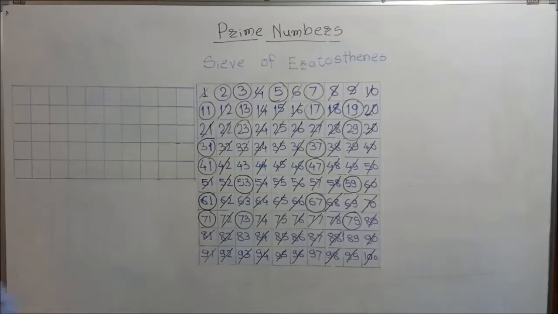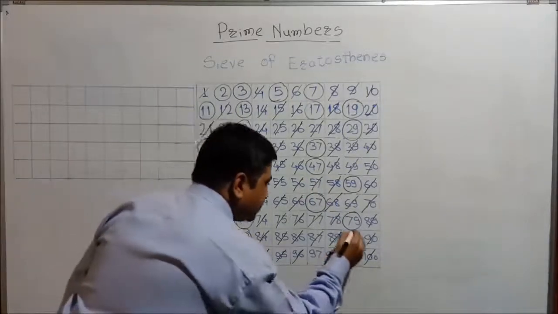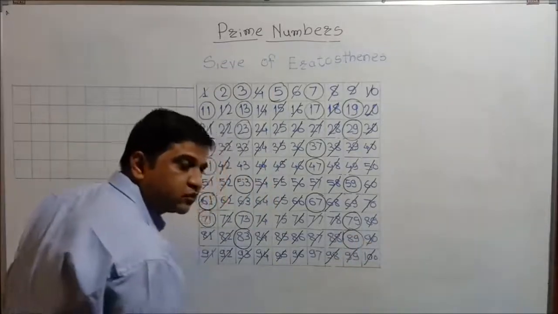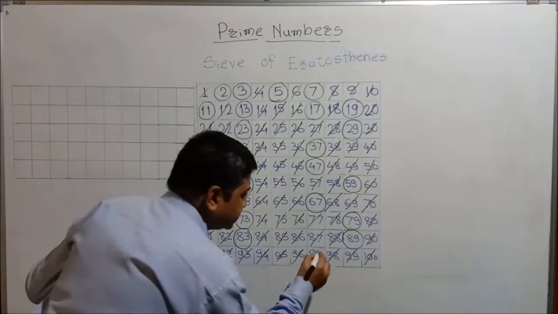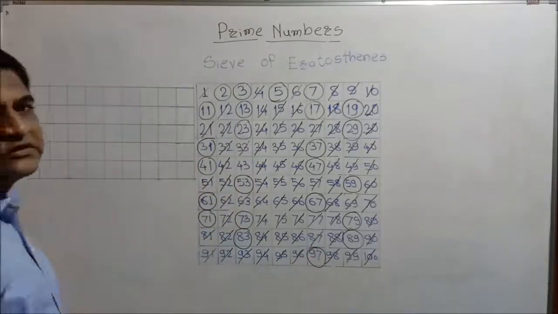Okay, what is the next? We are having 83 and 89. And the largest two-digit prime number is 97.